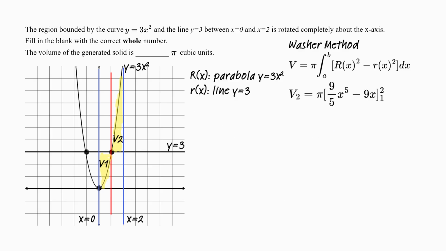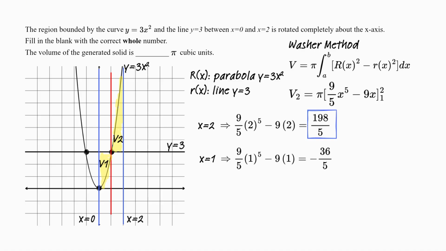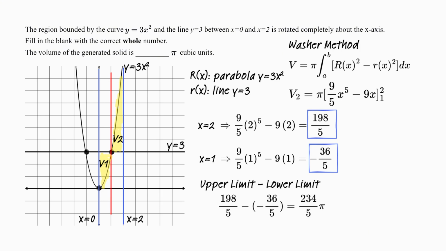Let's start with the upper limit, 2. When x equals 2, 9 over 5 times 2 to the fifth power, minus 9 times 2 equals 198 over 5. For the lower limit, x equals 1, 9 over 5 times 1 to the fifth power, minus 9 times 1 equals negative 36 over 5. Subtract the lower from the upper limit. 198 over 5 minus negative 36 over 5 equals 234 over 5 pi.